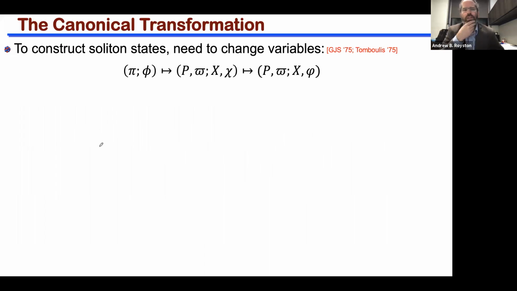That's where we need to change variables. So to construct soliton states, we're going to change variables from the original phase space variables pi and phi to a new set. So one of the coordinates in the new set is going to be the soliton position, which is promoted to a dynamical variable, the collective coordinate. Capital P is its conjugate momentum. The remaining guys here, chi and curly pi, are the field theoretical fluctuations around the soliton, if you will. And I'll describe this second transformation in just a second.